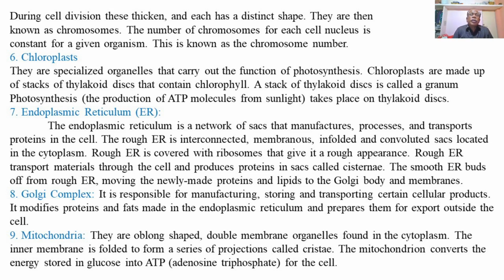So rough endoplasmic reticulum has a rough surface due to the presence of ribosomes, and performs the process of protein synthesis and provides proteins to the cells. So the cisternae or lamellae of the endoplasmic reticulum having a rough surface are called rough endoplasmic reticulum, synthesizing proteins and providing proteins to the cells.